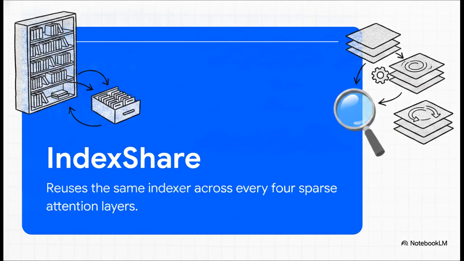Their secret sauce? A brilliant design called index share. Think of it like a giant physical library. Normally, an AI model has to build a brand new card catalog for every single aisle it walks down, which takes an enormous amount of time and energy. Index share essentially allows the model's librarian to reuse the exact same catalog index across every 4 sparse attention layers, which is basically how the model decides what information to focus on. It shares the indexing work, completely skipping all those redundant calculations.